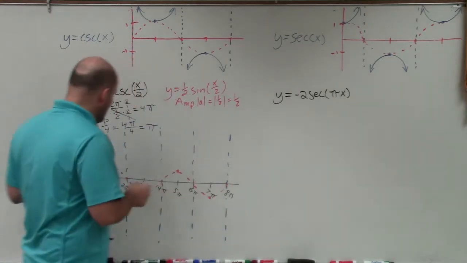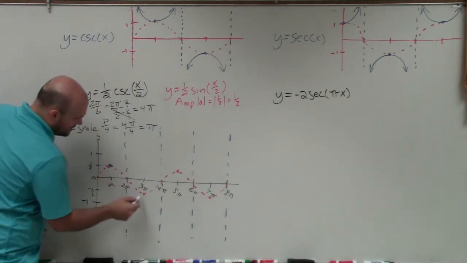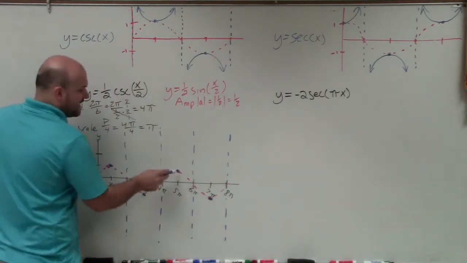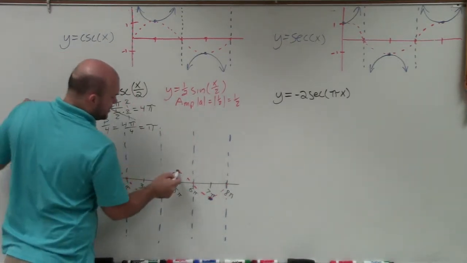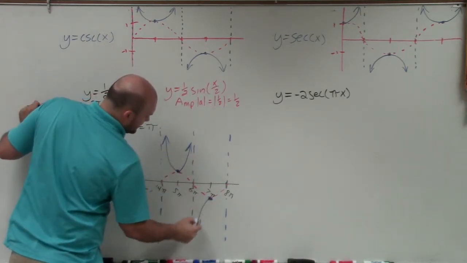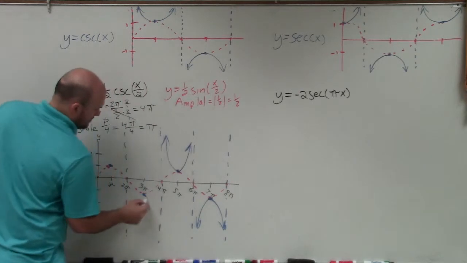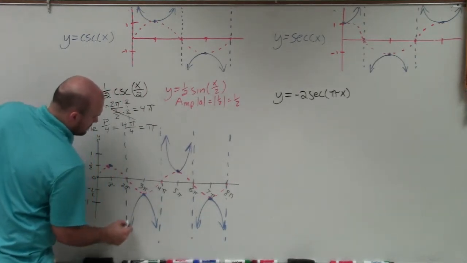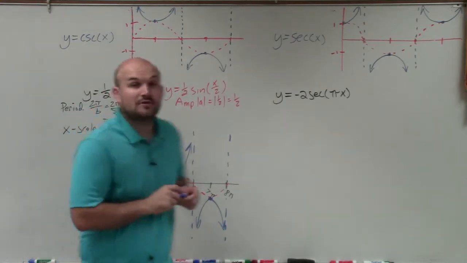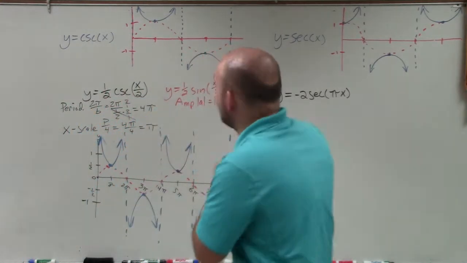Then, wherever there's a maximum or a minimum, I know that's also going to be a point on my cosecant graph. And then, remember the graphs have to approach the asymptote, so I'm just going to try to draw little curves here, approaching each asymptote. Okay. So there you go, ladies and gentlemen. That is how you graph the cosecant.